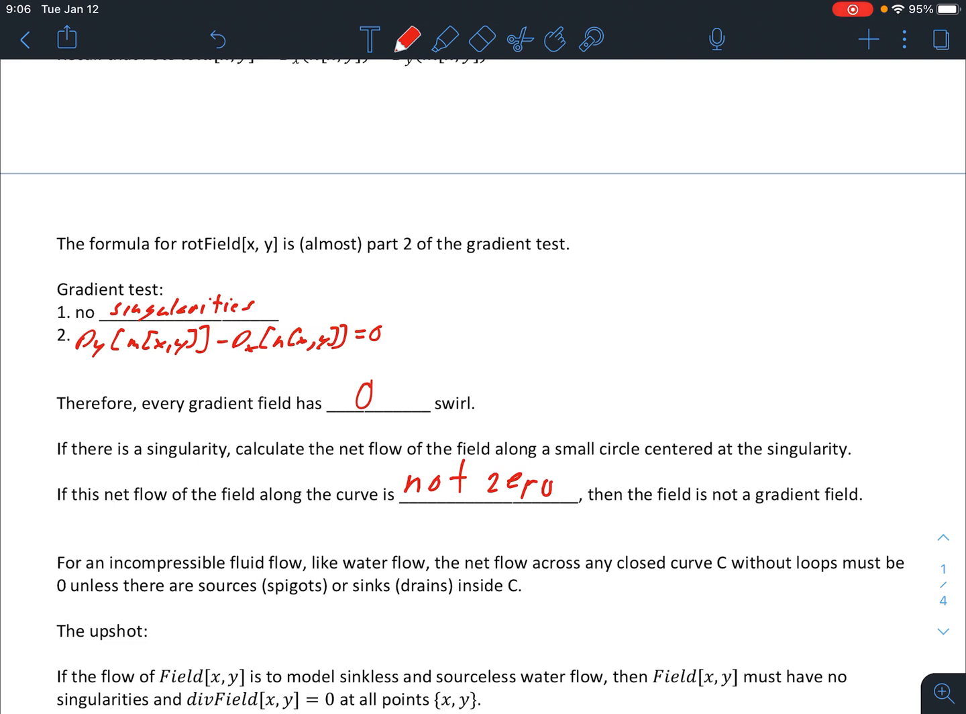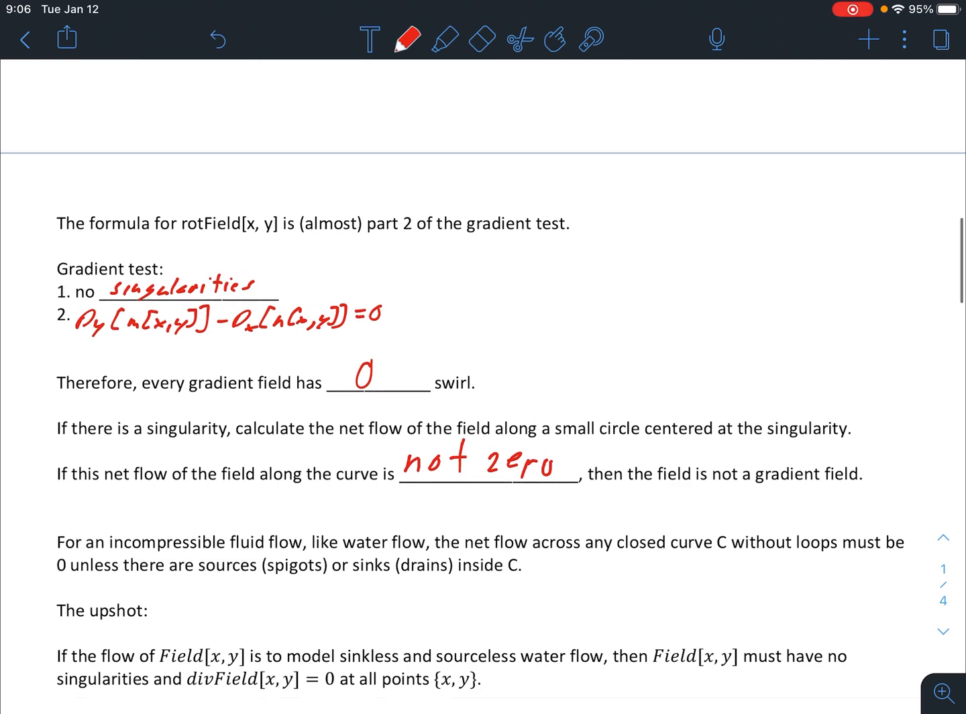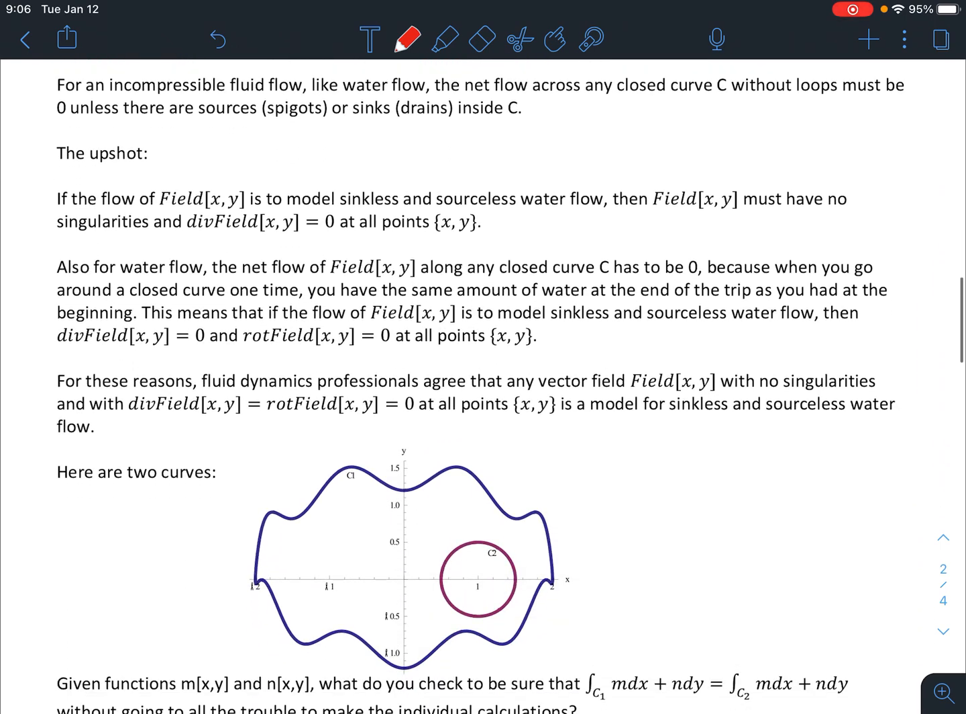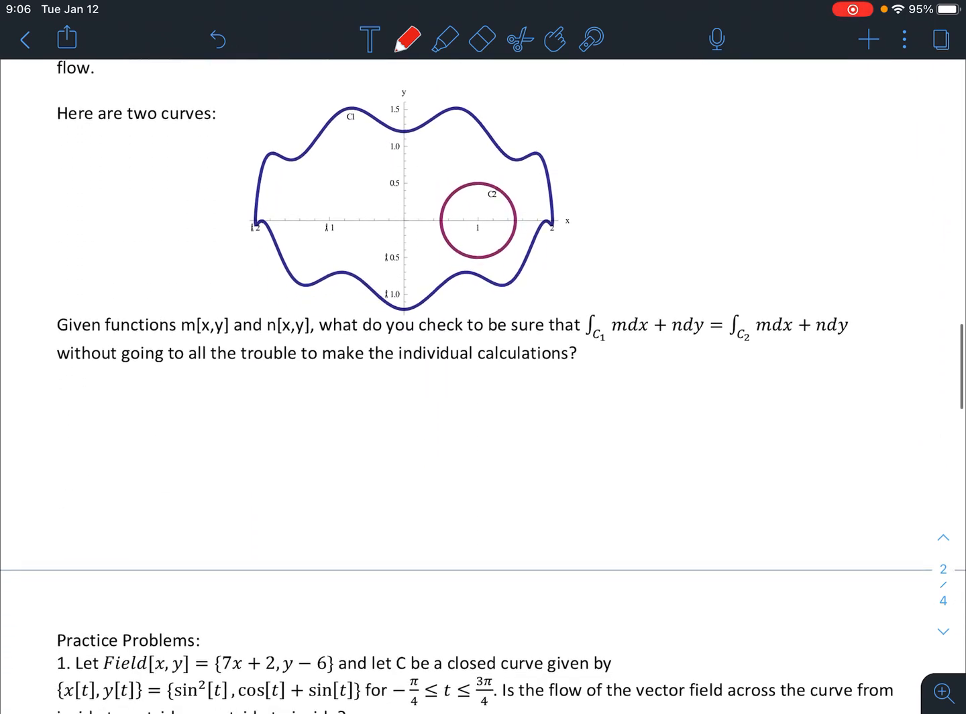Okay, for an incompressible fluid flow like water flow, the net flow across any closed curve C without loops must be zero unless there are sources or sinks inside C. Just think about that realistically. It makes sense, you know, if you had water flowing across a circle there, whatever goes in must also go out, unless there's a drain inside the circle or a source inside the circle. Okay? I'm not going to read that part 2. You can read that on your own. Let's skip down to here.